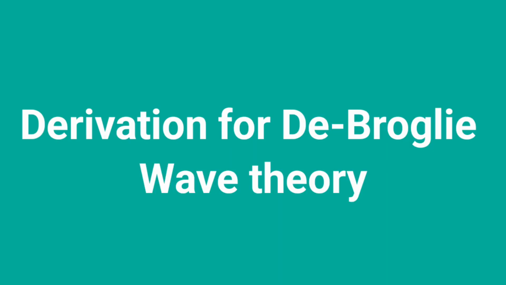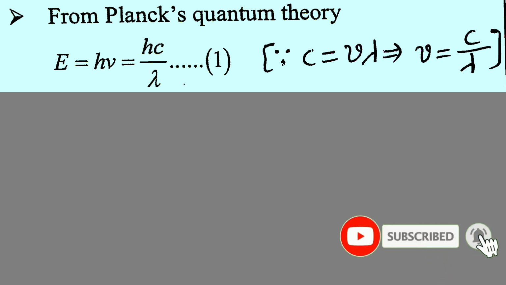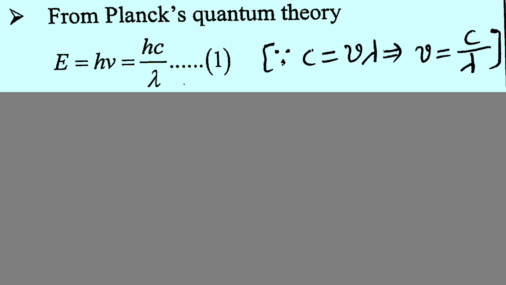Now let me derive the equation for De-Broglie's wave theory. From Planck's quantum theory, E is equal to h mu. We know that c is equal to mu lambda. From this, mu is equal to c by lambda. Now we substitute this mu value in E is equal to h mu. Then we get hc by lambda. It means E is equal to h mu, that is equal to hc by lambda. This is equation number 1.